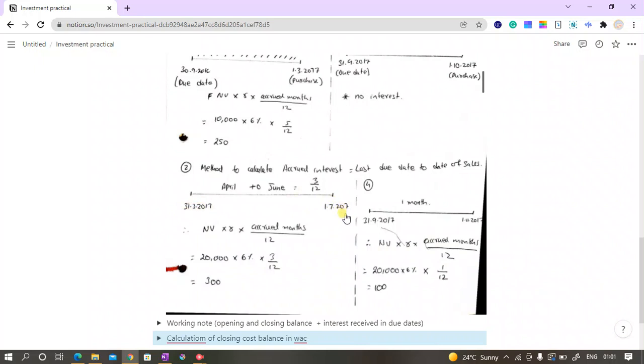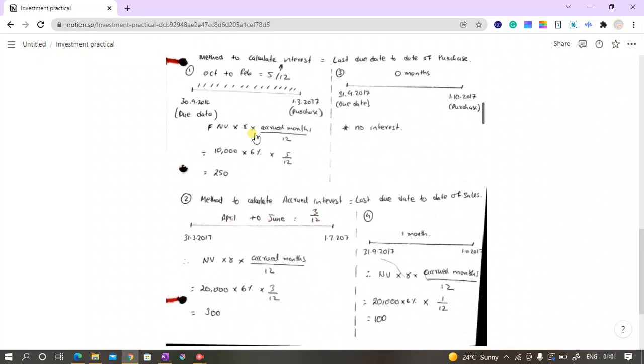We made the sale on 1st July 2017, and the last due date was March and not September. We remember we have to note the last one, not the first one. Okay, so the last one is 31st March 2017. So 31st March 2017 to 1st July 2017, how many months do we have? From April to June we had 3 by 12.